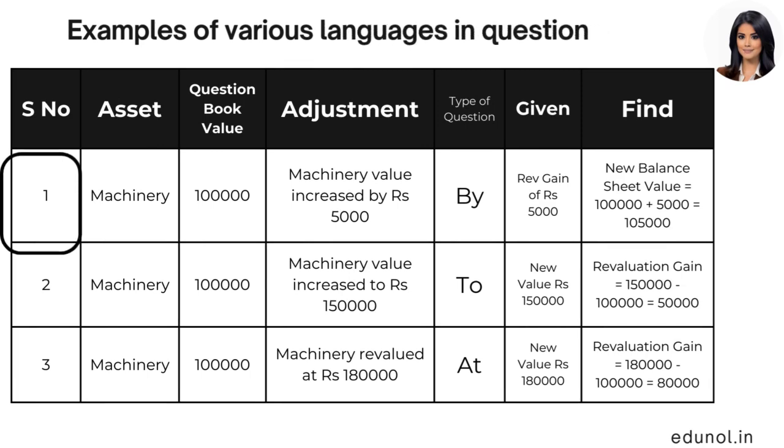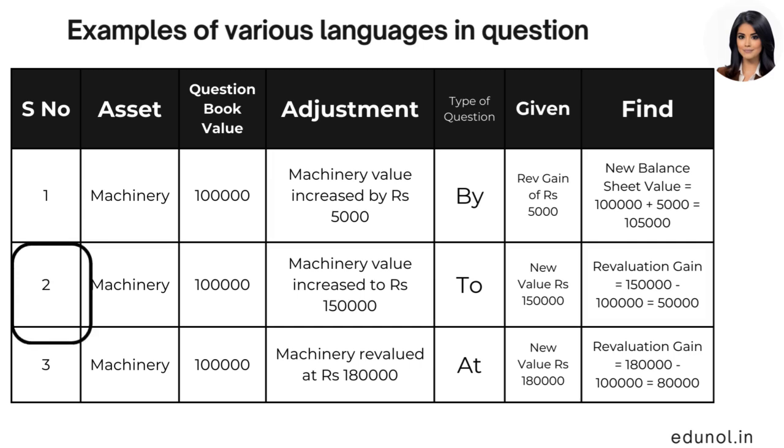Example 1. Question gives the book value of machinery as 1 lakh rupees. The additional information in the question states that machinery value increased by 5,000 rupees. This is a by question. Here the question gives the revaluation gain or loss. In this example there is revaluation gain of 5,000 rupees. We have to find the revised balance sheet value of machinery: 1 lakh rupees, add revaluation gain 5,000 rupees, equals 1 lakh 5,000 rupees.